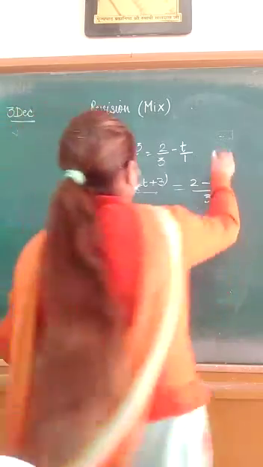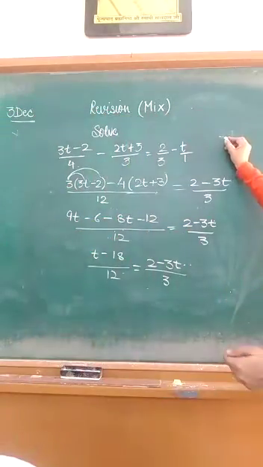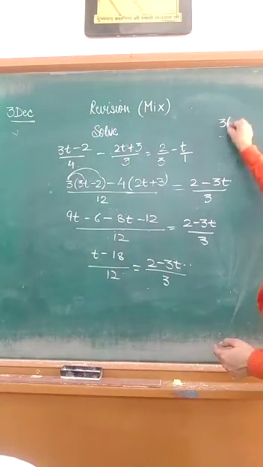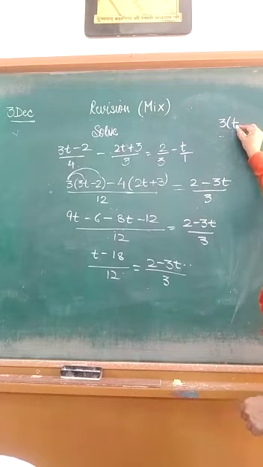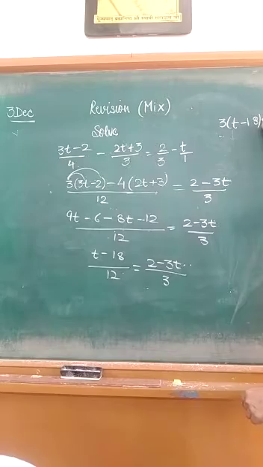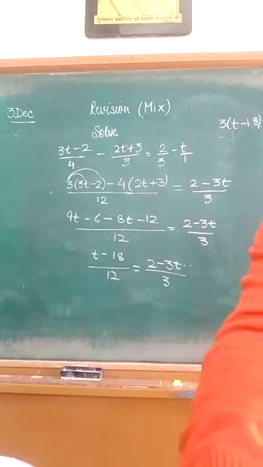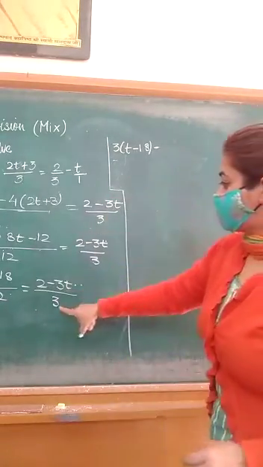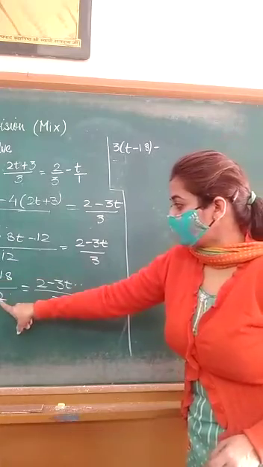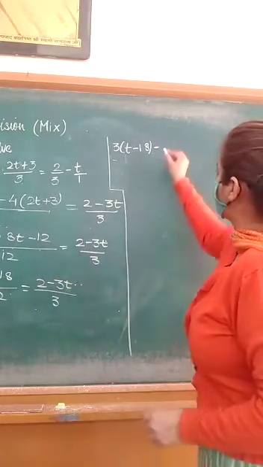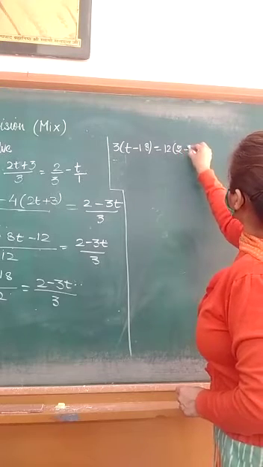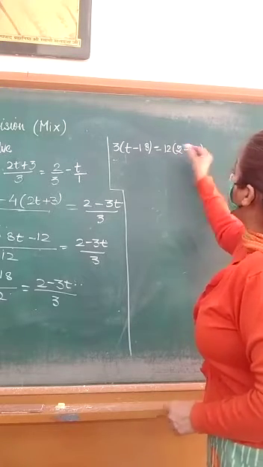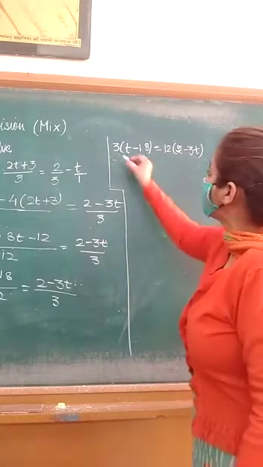Yes, I am writing here. When you cross multiply this, you will get 3 multiplied by t minus 18 is equal to 3 multiplied with this number and 12 will be multiplied with this number, equal to 12 multiplied by 2 minus 3. Now open the bracket by again using distributive property.